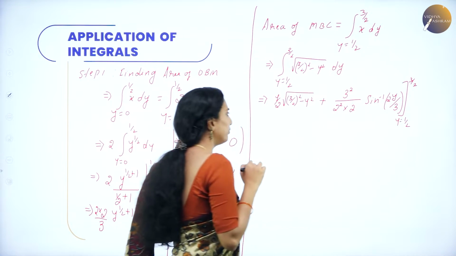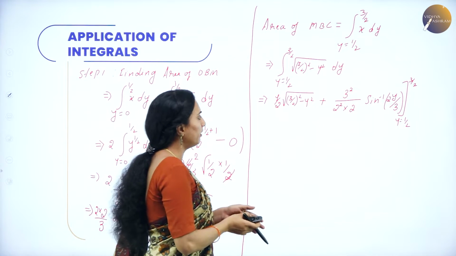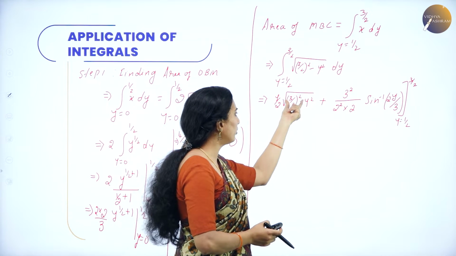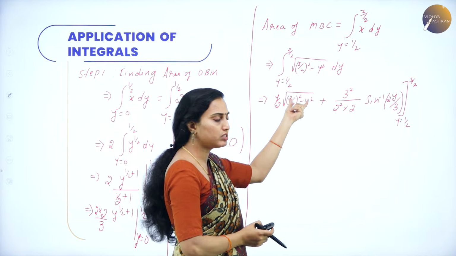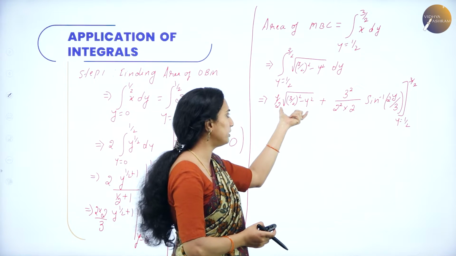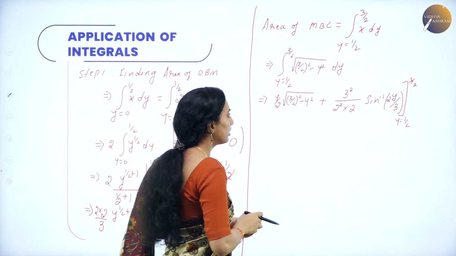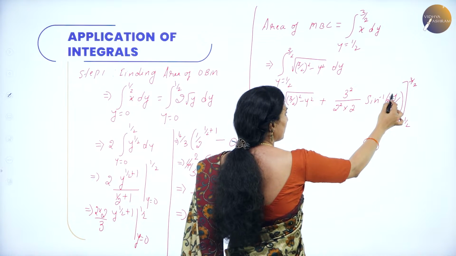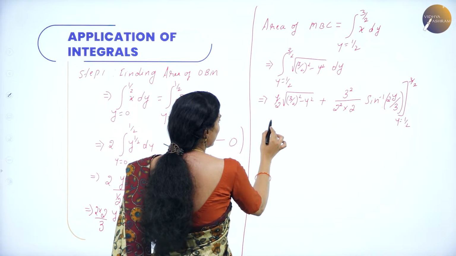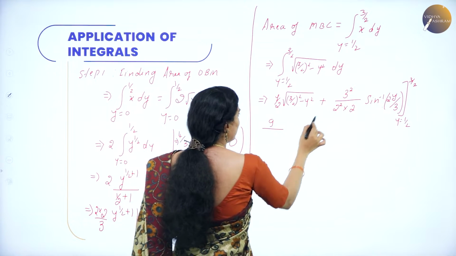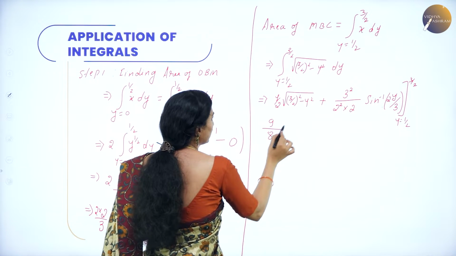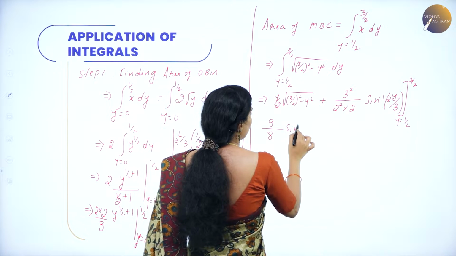Now apply the upper limit first as 3 by 2. If you apply y is equal to 3 by 2, this whole term will become 0 because the square root of 3 by 2 whole squared minus 3 by 2 whole squared is 0, and 0 into anything will be 0. Applying the upper limit for the first term, it will be 0. Let us see what happens to the second term. If you apply y is equal to 3 by 2, 2 by 3 and 3 by 2 will get cancelled. Remaining is 3 squared, that is 9, divided by 2 squared into 2, which is 4 into 2, that is 8, into sine inverse of 1, correct?